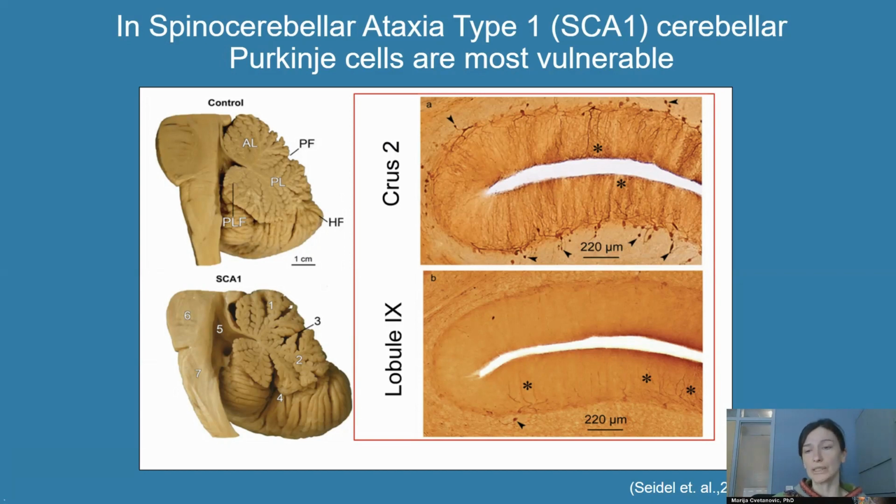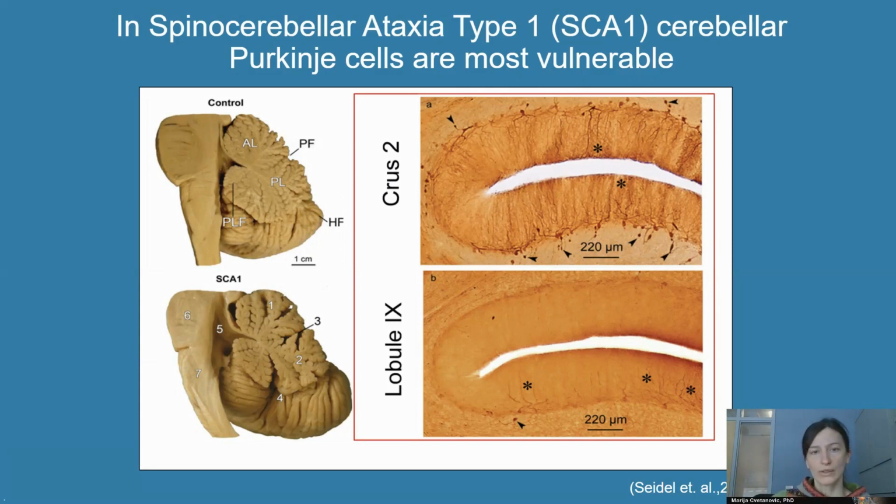That's even more apparent in these images of crus 1, which is part of the hemispheres of the cerebellum, and lobule 9, which is a lobule in the vermis of the cerebellum, in which you can see that most of these beautiful Purkinje neurons are almost completely gone in this patient. So in these diseases, including spinocerebellar ataxia type 1, the cerebellar Purkinje cells are most vulnerable.